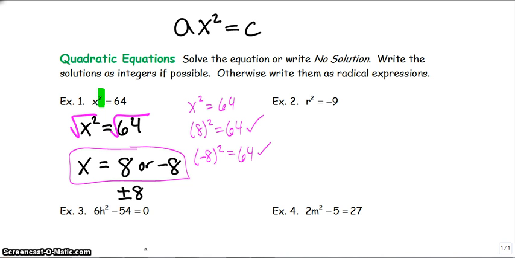Let's move on to example number 2. Here I have r squared equal to negative 9. Once I take the square root of both sides, I am left with r equals the square root of negative 9. Now, can we take the square root of a negative number, boys and girls? At this point in our mathematical careers, we cannot. Therefore, I am going to write what it said to write, which is no solution.